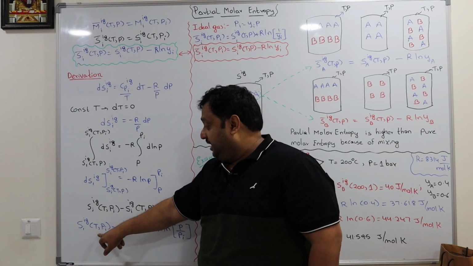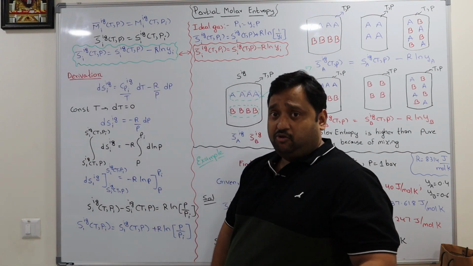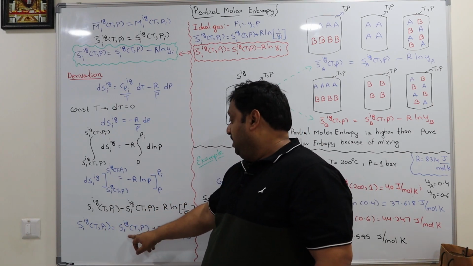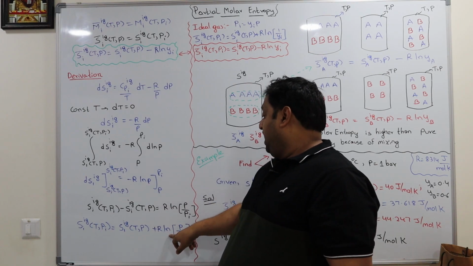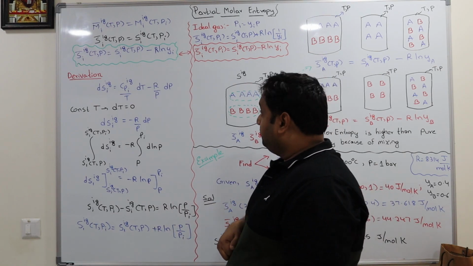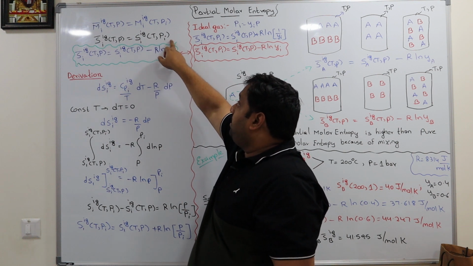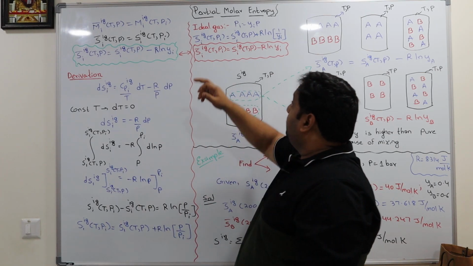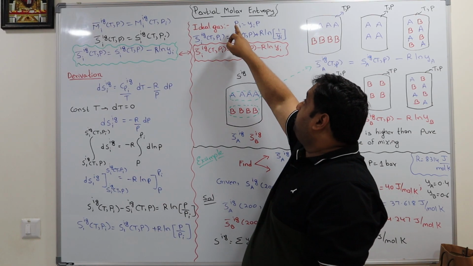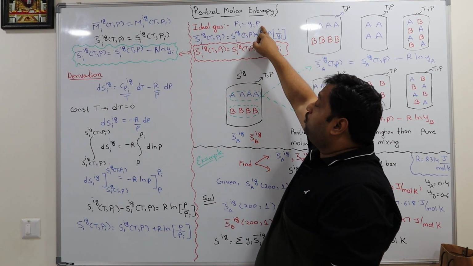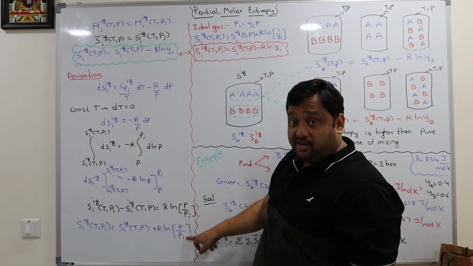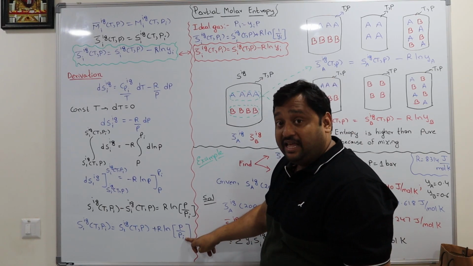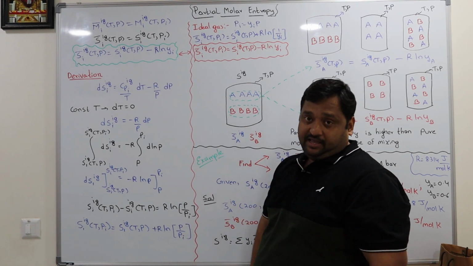Therefore the entropy at T and Pi, which is our objective, will be equal to the entropy at T and P plus R ln P by Pi. Somehow you get the value of the entropy at T and Pi. For an ideal gas, the partial pressure is nothing but the mole fraction into total pressure. Simply in place of partial pressure, substitute the mole fraction into total pressure, and the P at the top and the P at the bottom cancel out. You get 1 by Yi.